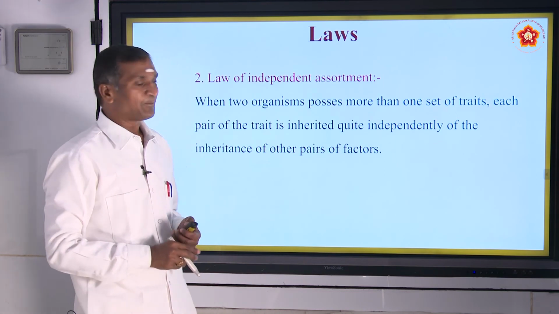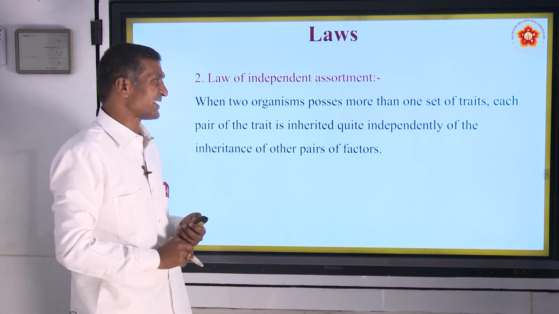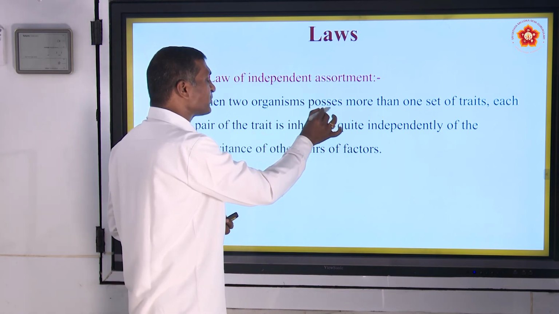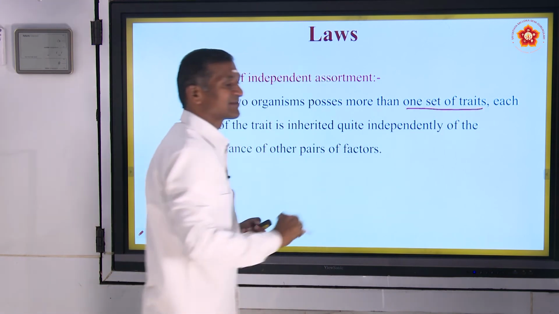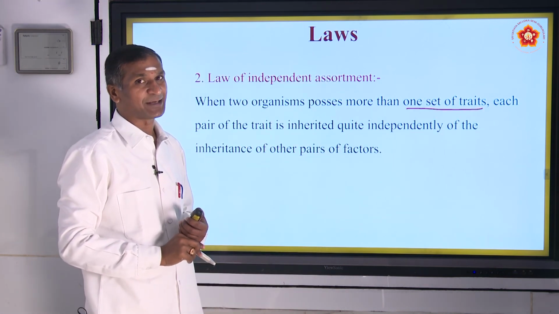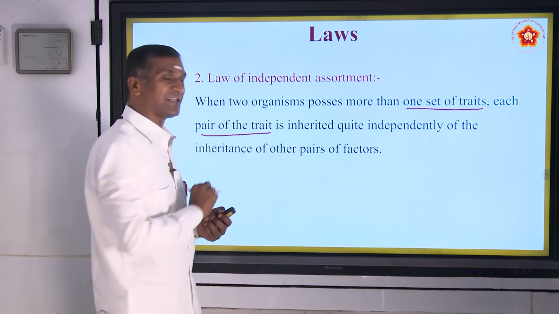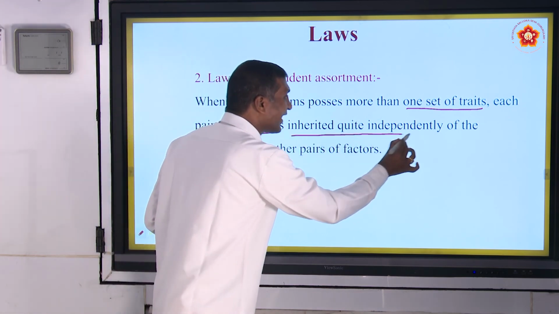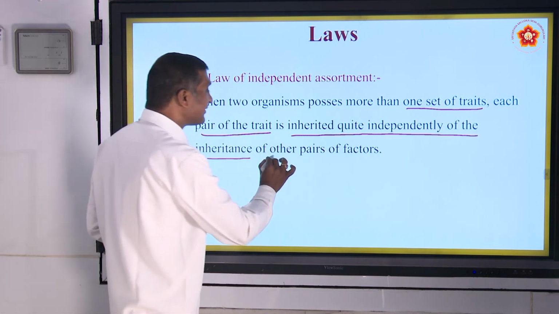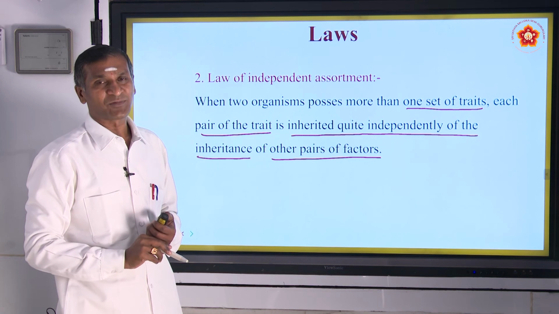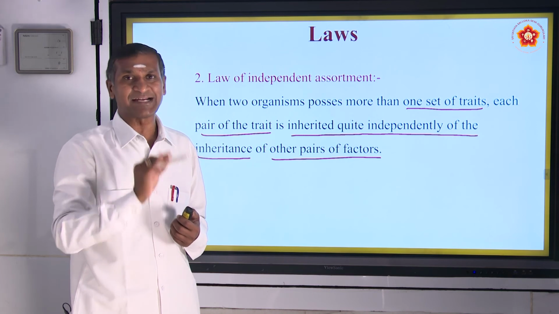The second law, law of independent assortment. What it states: when two organisms possess more than one set of characters, it may be dihybrid, each pair of factors is inherited quite independently of the inheritance of other pairs of factors. You should read this law 3 to 4 times and you should understand.